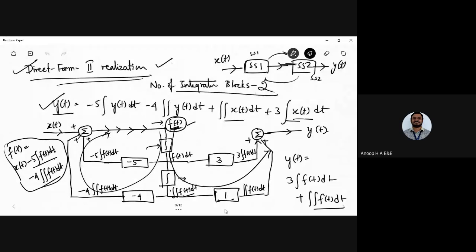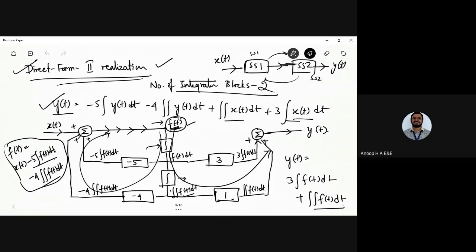So this is how you can realize the direct form 2 realization. That's how you can represent the direct form 1 realization and the direct form 2 realization. If you observe carefully here, y of t would be equal to minus 5 integral y of t dt minus 4 integrating it twice y of t dt plus integrated twice x of t dt plus 3 times integral x of t dt.